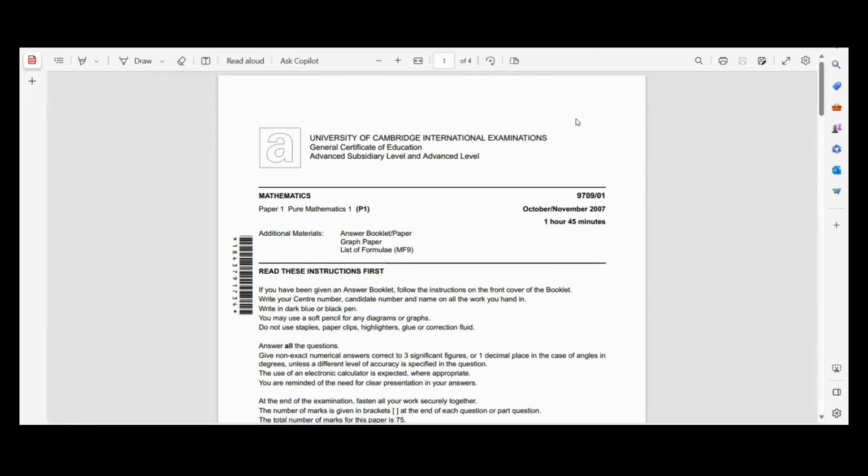Today we shall discuss Paper 1 and Pure Math 1, with the code 9709-01, October/November 2007. Okay, let us start directly with number 1.